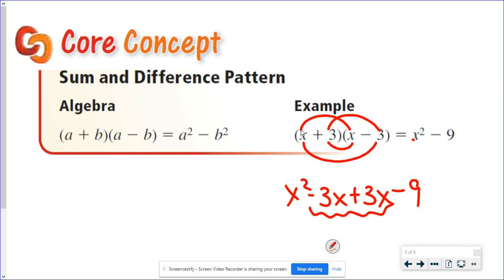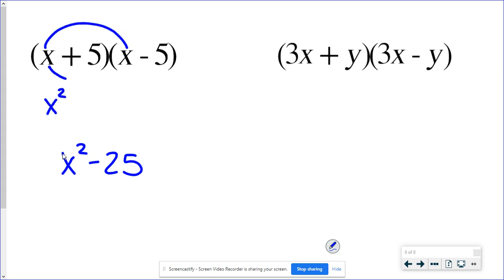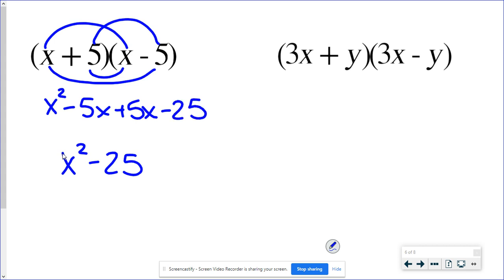And it does have to be a subtraction in your answer because it was a positive 3 times a negative 3. So for this, again, I can tell you right now my answer is just going to be x squared minus 25 with the shortcut. X times x is x squared. That's a negative 5x. That's a positive 5x. And that 5 times a negative 5 is negative 25. Those two cancel.